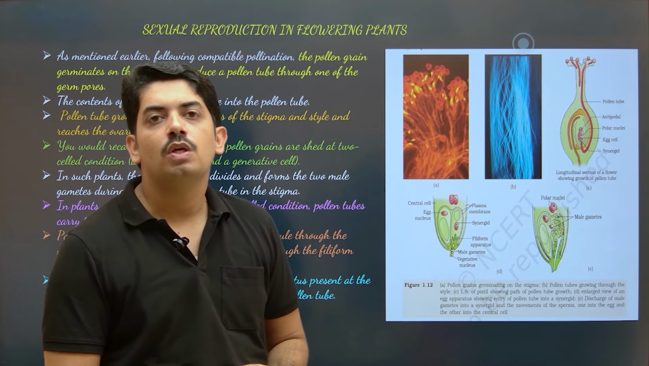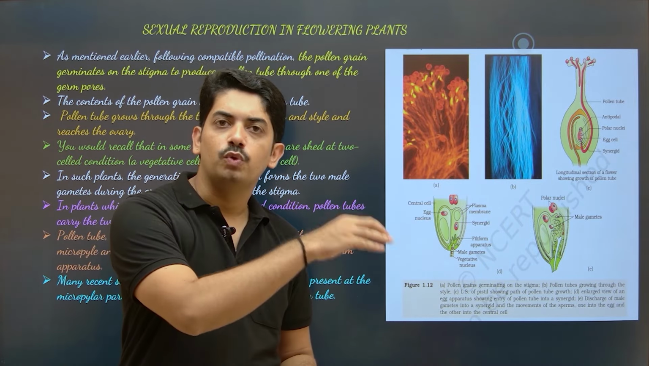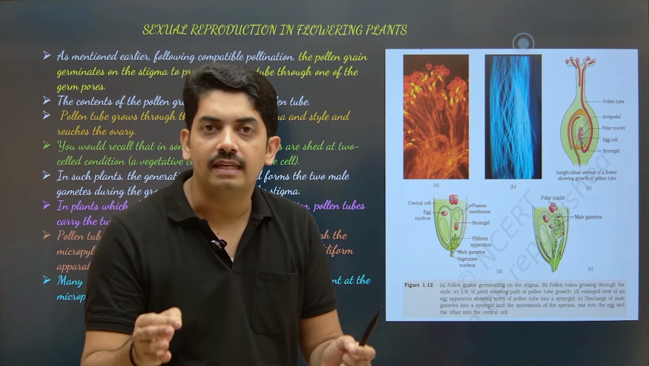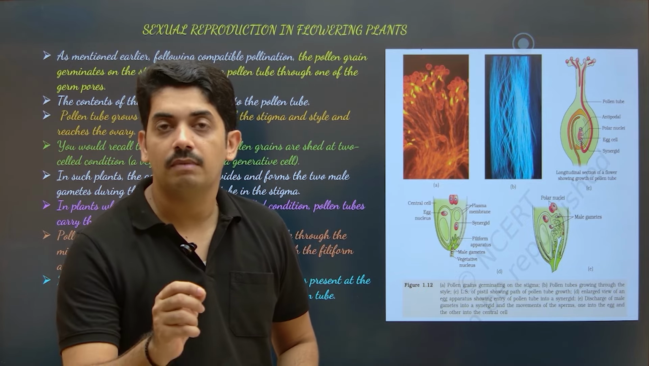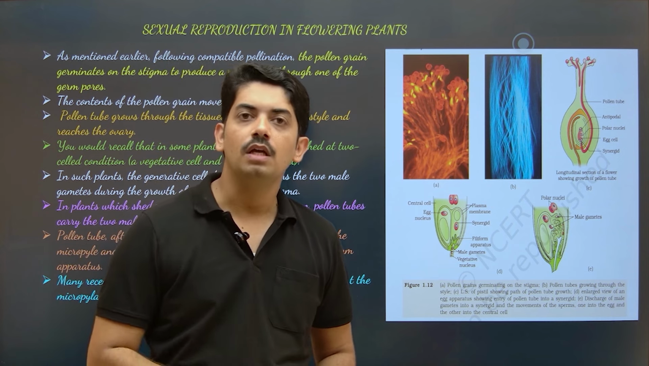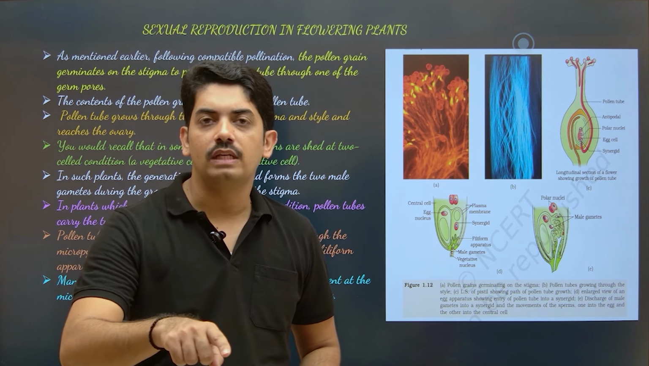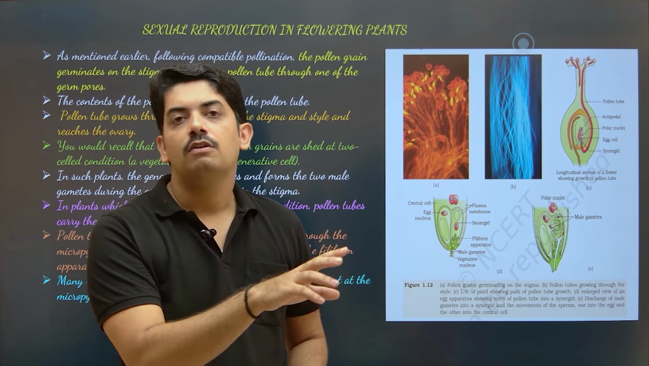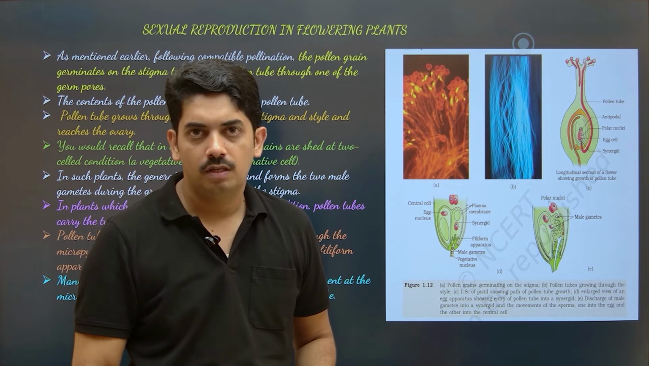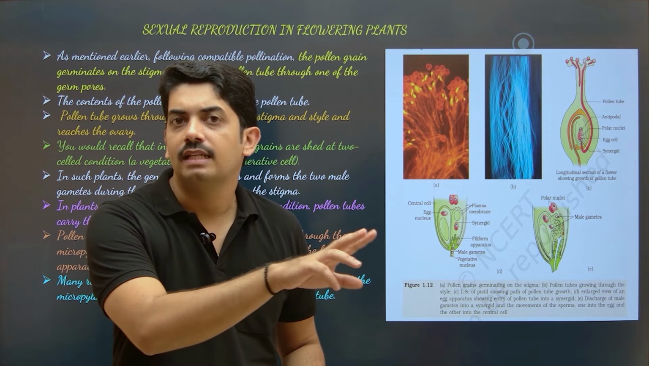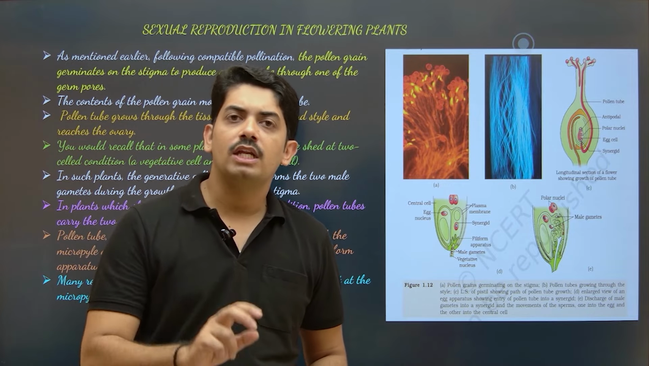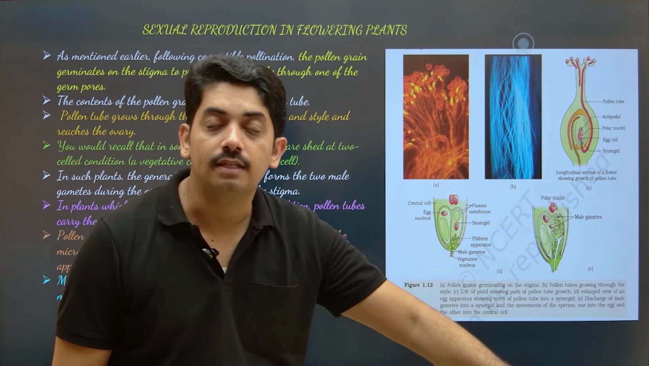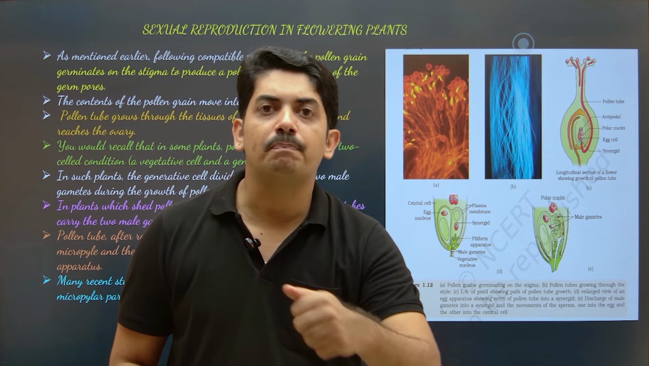Now what happens? One of the male gametes fuses with the egg and forms syngamy. This is a very important process, nothing but the fertilization. Now one more male nucleus fuses with the polar nuclei and forms the triple fusion. One is syngamy, another one is triple fusion. Here you observe two fertilizations. One is fertilization of the egg, another one is fertilization of the polar nuclei.